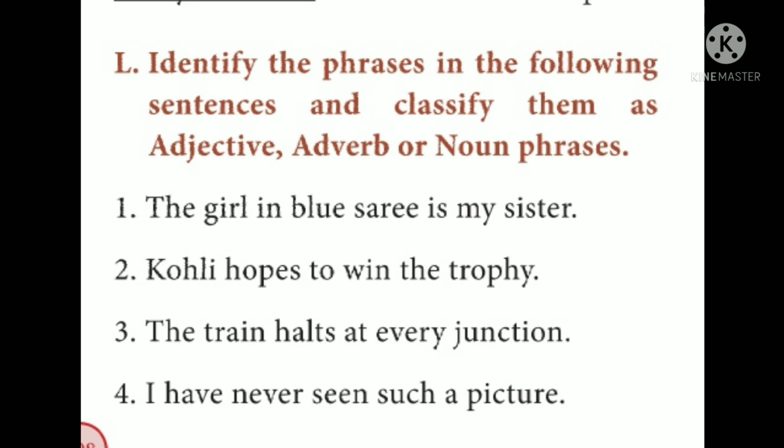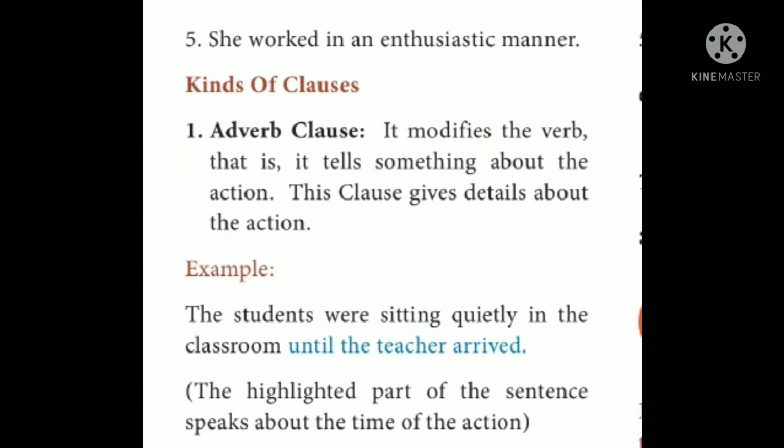Next one: She worked in an enthusiastic manner. It is also an adverb phrase because it explains the manner. That is, it gives information about the action, how it was done, in an enthusiastic way. So here you can tell that it is an adverb phrase. It tells the information about the action. What's the action? Worked. So it tells how she worked: enthusiastic. So it is also an adverb phrase.